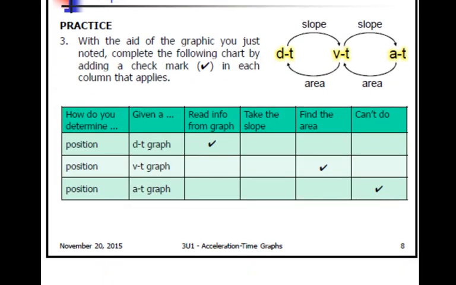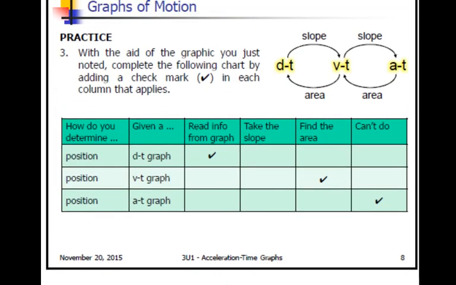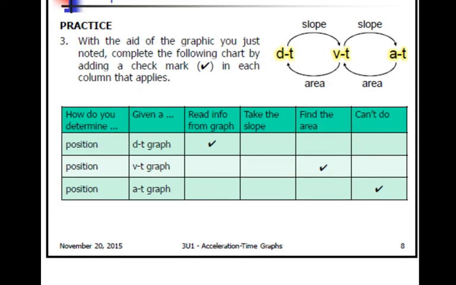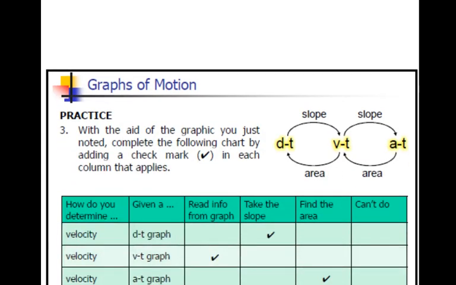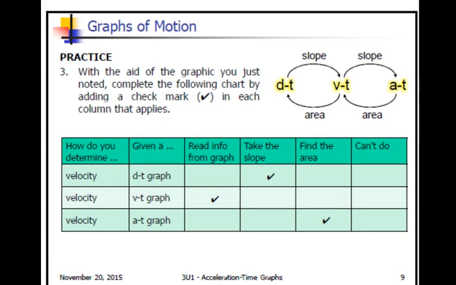So this practice question just summarizes everything. This is another good table you might want to copy down. It says, how would you determine the position from a distance time graph? Well, you can just read that from the graph. If you had a velocity time graph, you would have to find the area underneath the graph. But if you had an acceleration time graph, we can't find the position, at least we can't find it directly.